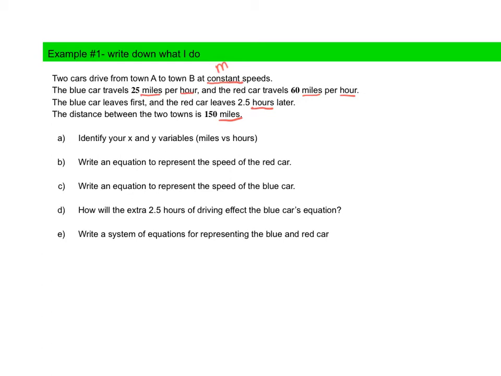I need to identify what is my x value, what is my y value. Remember that x is independent. It doesn't need anything to rely on. And we've talked about this many times before, but anytime you have time, that is your independent variable. So our x here is going to be our hours, because that is time. Our y variable is our dependent variable, and this relies on our x. In this case, it's going to be our miles, because the amount of miles we travel depends on how many hours we're driving.